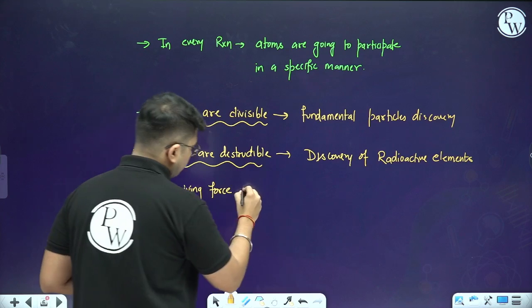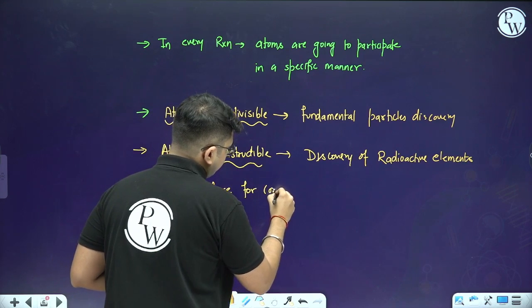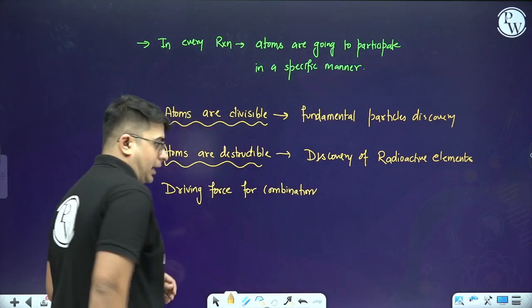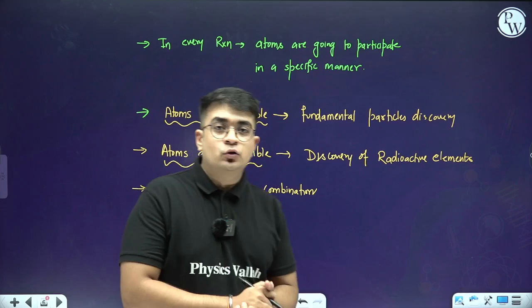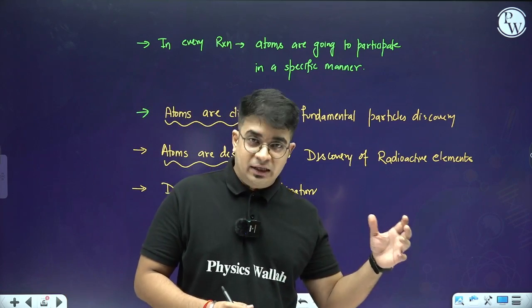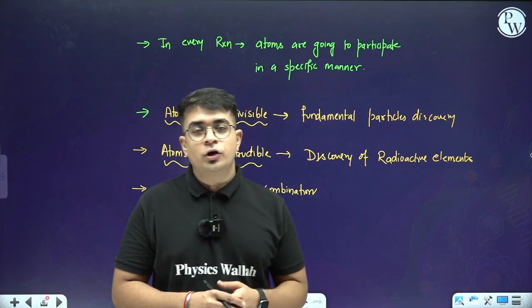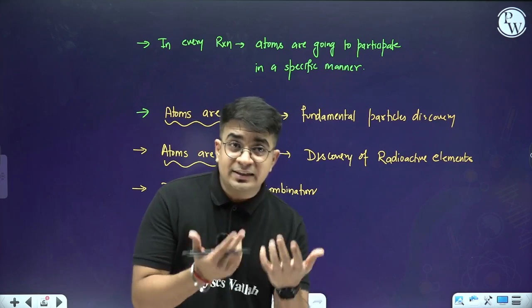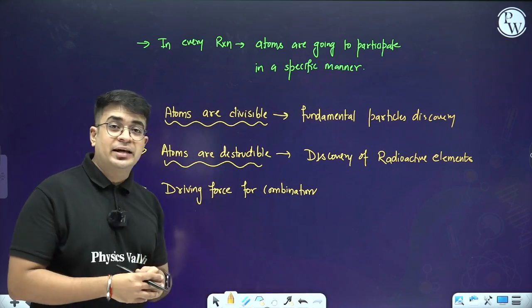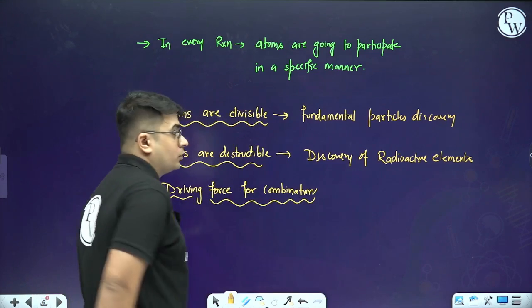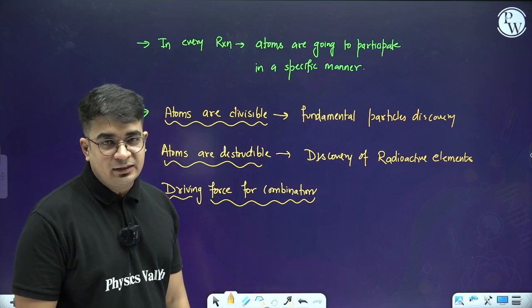What is the driving force for combination? I'm saying that atoms are going to combine together to form different types of molecules. One type of molecule can be possible, more than one type of molecules can be possible. So what is the driving force, how are they actually combining together to form a particular compound? That part was missing in Dalton's atomic theory.